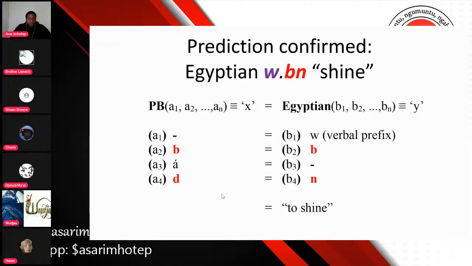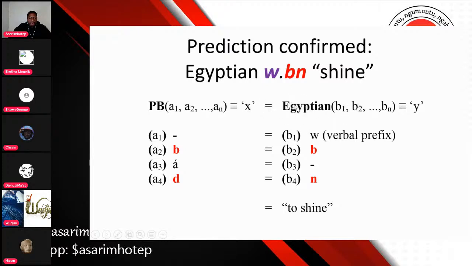So there's the word wabin, meaning to shine, in the ancient Egyptian language. Except this word has a prefix W, which I have in purple, which we'll get into in just a second. As you can see, we are mapping sound for sound: Proto-Bantu B to Egyptian B, Proto-Bantu D to Egyptian N. Given this, these are the formulas, and I'm not going to do any more formulas for y'all, so I can try to keep it simple.